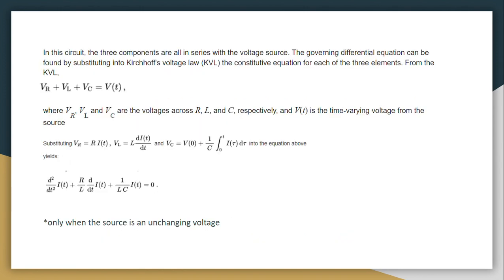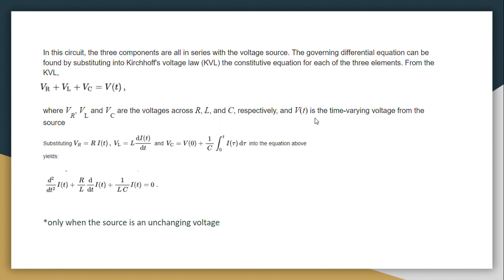So in this circuit, they are in series. All these components are in series with a voltage source. So they can be substituted by using Kirchhoff's voltage law, the KVL. So we can get the voltage at the resistor, the voltage at the capacitor, and the voltage at the inductor. If you add all these three together, you can get the total voltage of the entire electrical system.